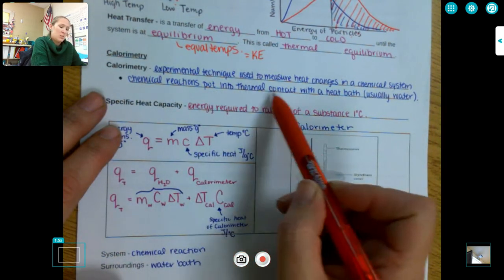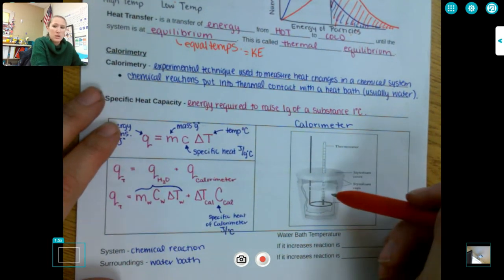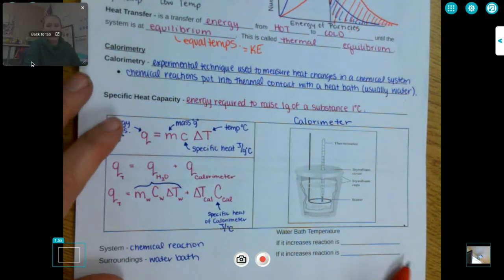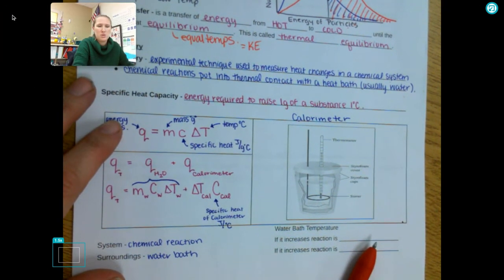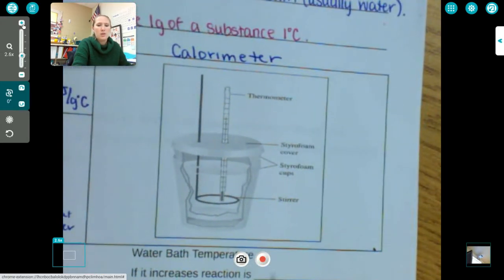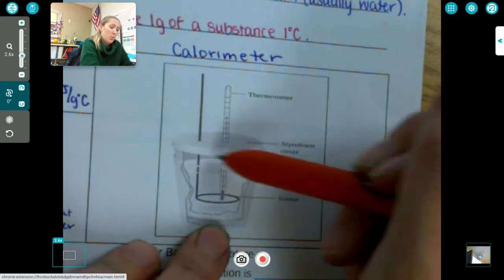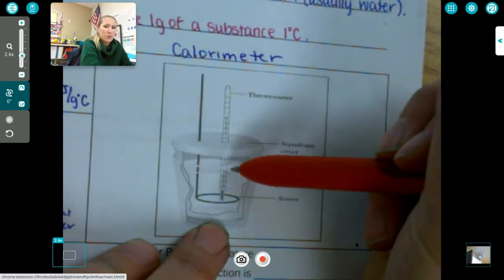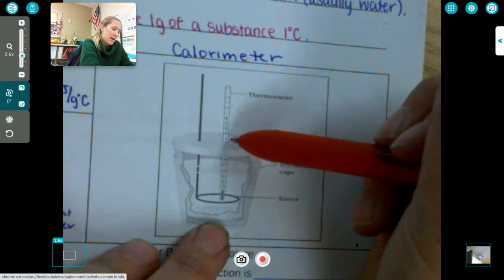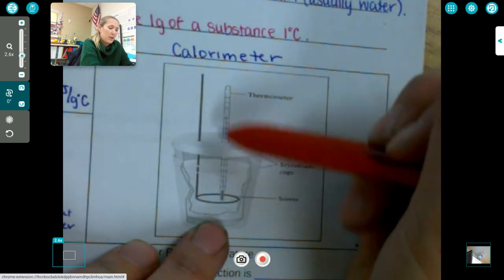But the chemical reaction is put into thermal contact with a heat bath, usually water, and then we measure the change in water. So here is an example of a calorimeter. I'm going to zoom in so you can see that a little better. So our very fancy calorimeters are actually styrofoam cups. And so we have the styrofoam cup, and inside of it, we've put water in, and then we use a thermometer. We poke a hole through the top if it has a cover, and we'll measure the change in temperature of the water. So we'll know our initial temperature of the water, the final temperature of the water.